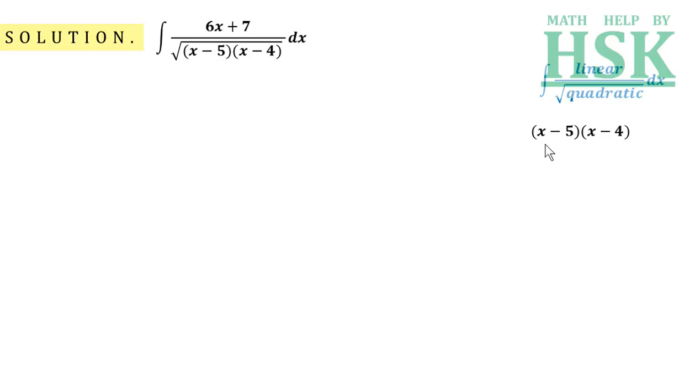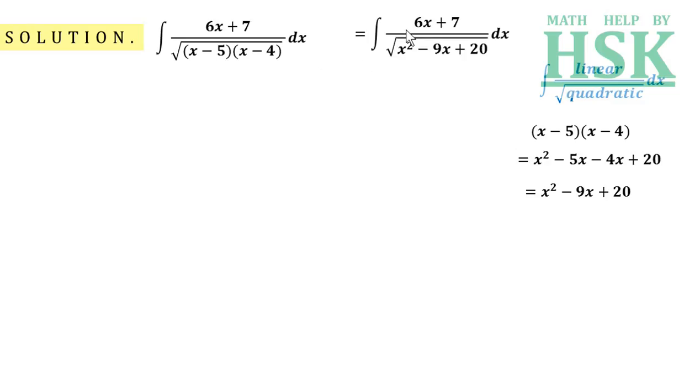So taking (x − 5)(x − 4), I'm going to get x² − 5x − 4x + 20, or x² − 9x + 20. This value goes in the place of (x − 5)(x − 4) to give me the integral like this. Everything is the same, but in the square root I get x² − 9x + 20.